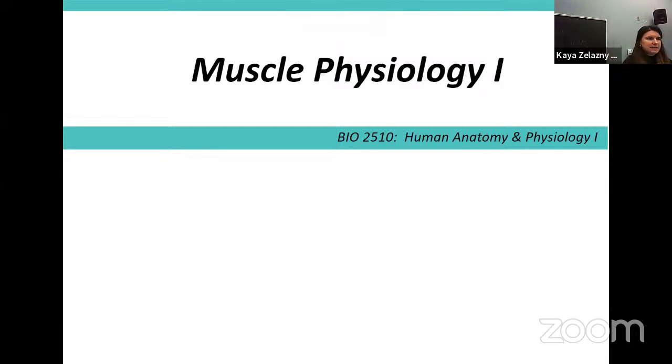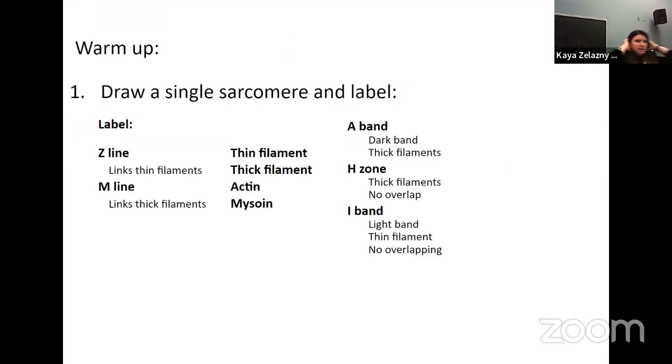Okay, so as we begin today, I'd like us to start by drawing a sarcomere. So I'd like you to pull out a blank section of your notebook. Go ahead and draw one sarcomere and label each of these pieces.